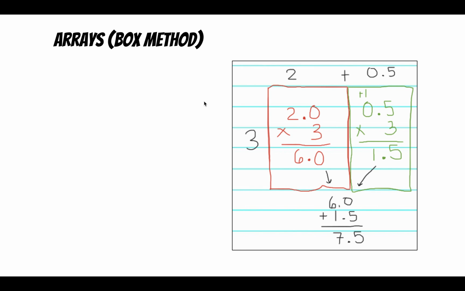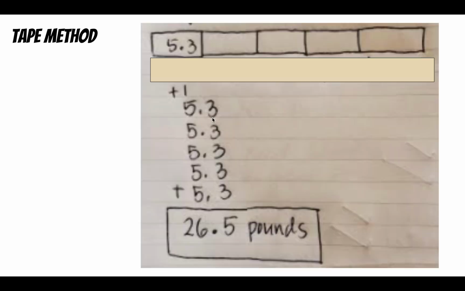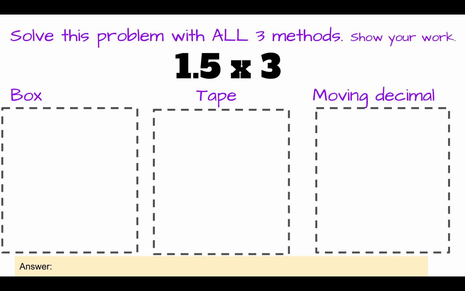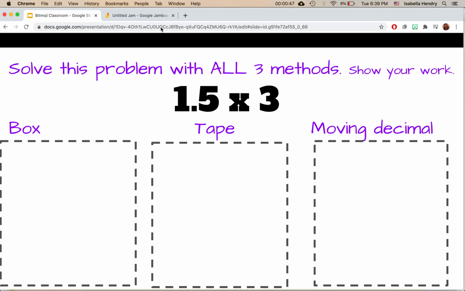So the first method we saw was arrays, or the box method. We also learned about the tape method, and we learned about the moving decimal method. So let's say that I wanted to solve this problem with all three methods, and I'm going to show my work. So the problem is 1.5 times 3.